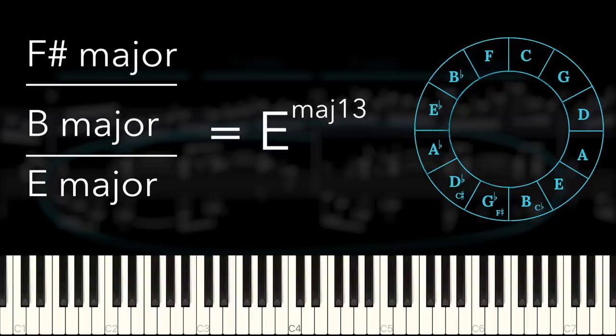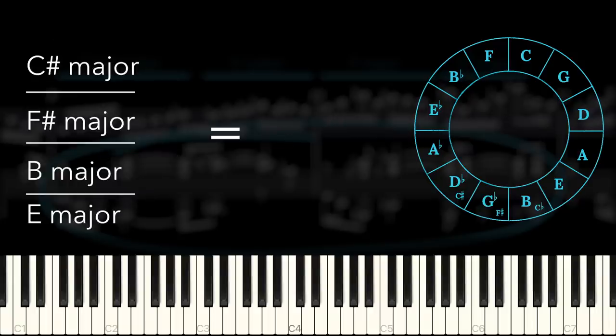That is an E major 13 sharp 11, or an E Lydian chord. If you continue this pattern just one more key a fifth above, and no, don't worry, I'm not gonna go all the way like I did on my largest chord video, you would end up with C sharp major over F sharp major over B major over E major.